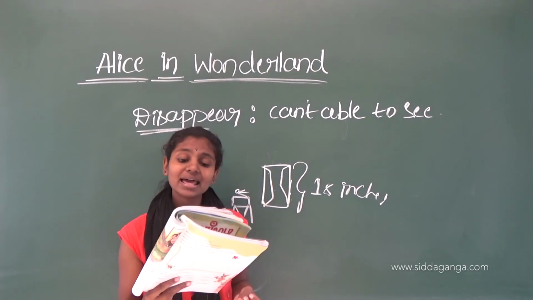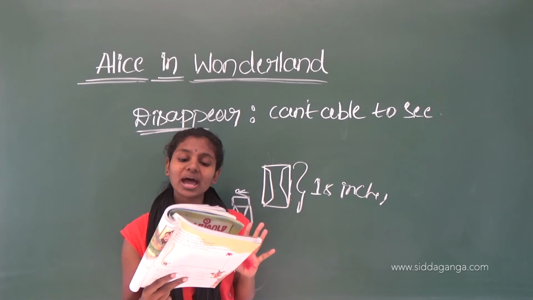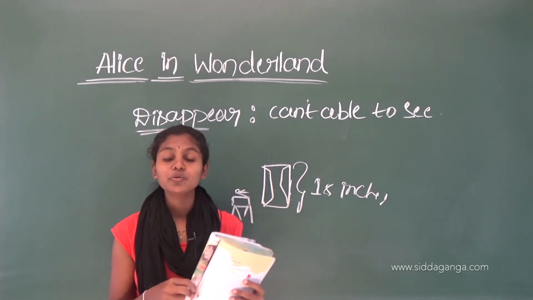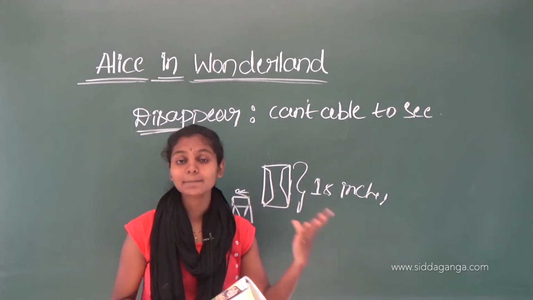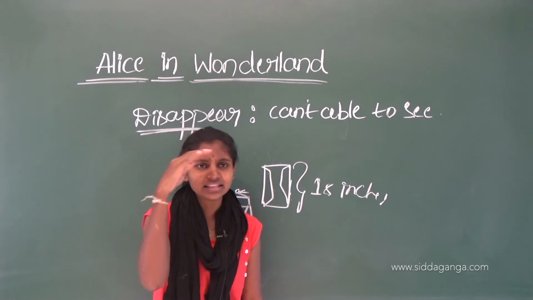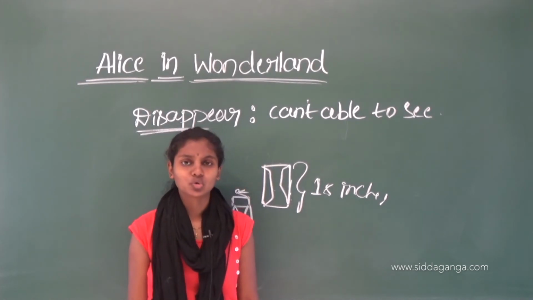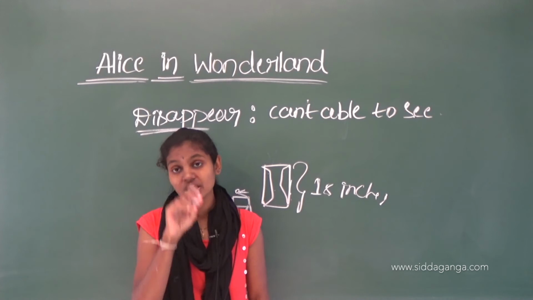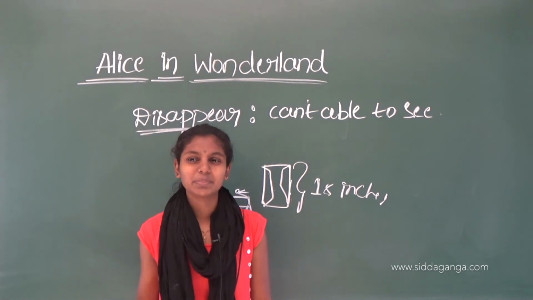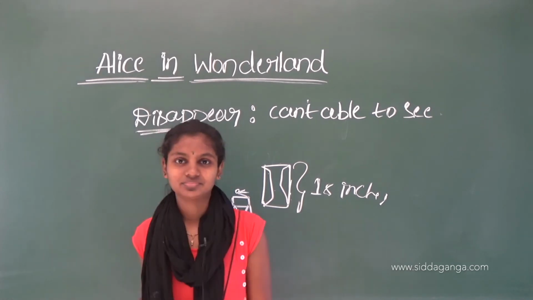And Alice opened the door and looked into the loveliest garden she had ever seen. So, when the door is opened by the key, she opened the door and looked through it. That door is very small, right? So, she is just peeping like this. Peeping means like, either. Okay?